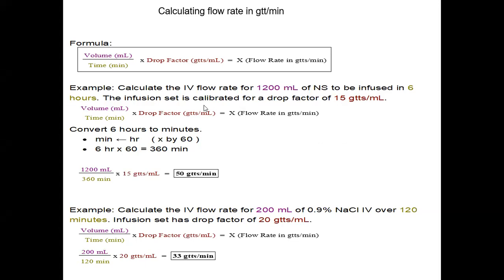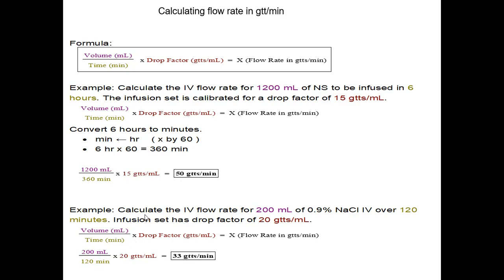Okay, so look at the first one: calculate the IV rate for 1200 mLs of normal saline to be infused in 6 hours. The infusion set is calibrated for a drop factor of 15 drops per mL. So here, your total volume is 1200, okay? And that goes on the top. And then you're going to convert your 6 hours to minutes, okay? So 6 hours times 60 minutes in an hour equals 360. So now our hours is converted into minutes. Okay, so we have 1200 mLs divided by 360 minutes times 15 drops per mL. And that gave a total of 50 drops per minute. Don't worry, we're going to do a couple of these on the whiteboard and hopefully you'll get it.